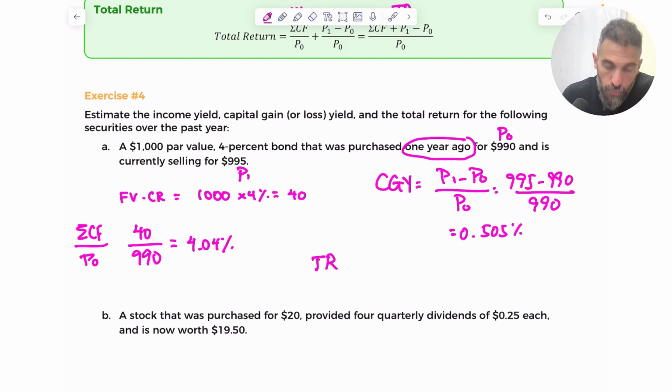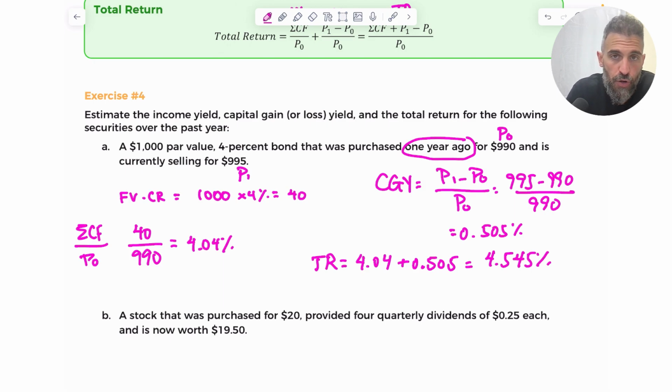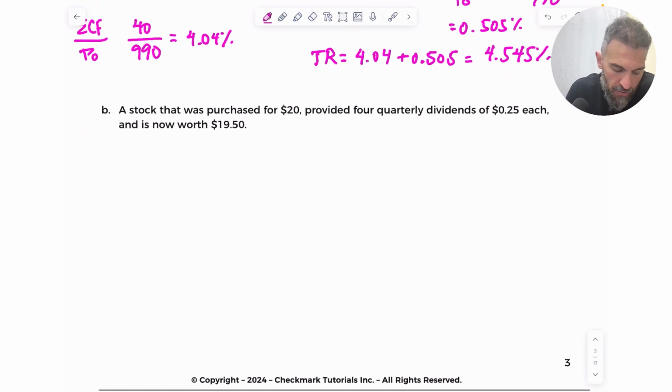The total return would be the sum of those two. So if you took the income yield plus the capital gain yield, the math on this would be 4.545% about. That would be your total return on investment. Okay. Let's do the same thing for this one.